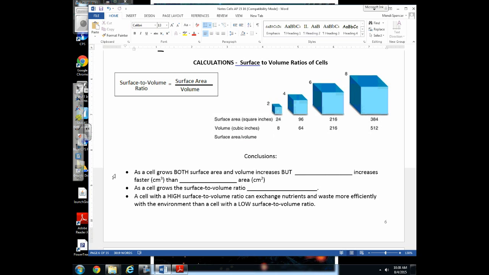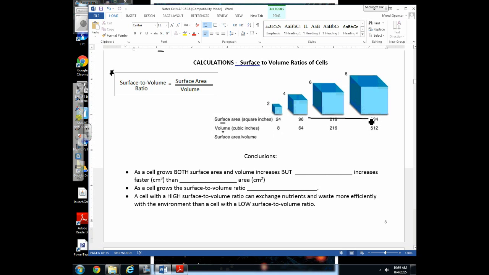Now let's get into some calculations involving surface to volume ratio. And again, here's the equation that I indicated earlier. To calculate surface to volume ratio, you're just going to calculate the surface area and divide that by the volume that you calculated. Here's an important concept to grasp. Notice that we have a cube, and this cube is increasing in size. And so here the surface area of each cube is calculated, and then you also have the volume already calculated for these cubes. Notice as the cell grows, surface area is increasing.